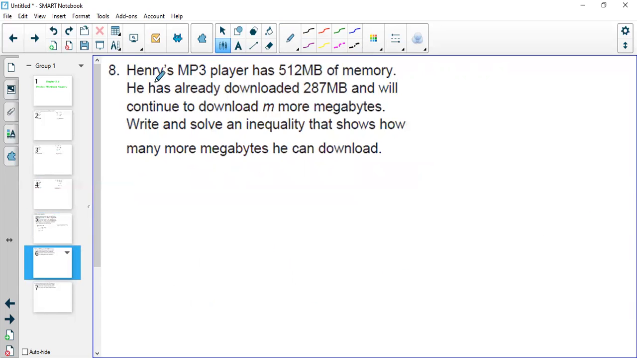Okay. This question says Henry's MP3 player has 512 MB of memory. He has already downloaded 287 MB and will continue to download M more megabytes. Okay, so more means you need to know it is going to be plus. These are keywords in problem solving. Write and solve an inequality that shows how many more megabytes he can download. So how much is the capacity? The capacity is 512 MB. He has already downloaded 287 and he will still continue to download M more.